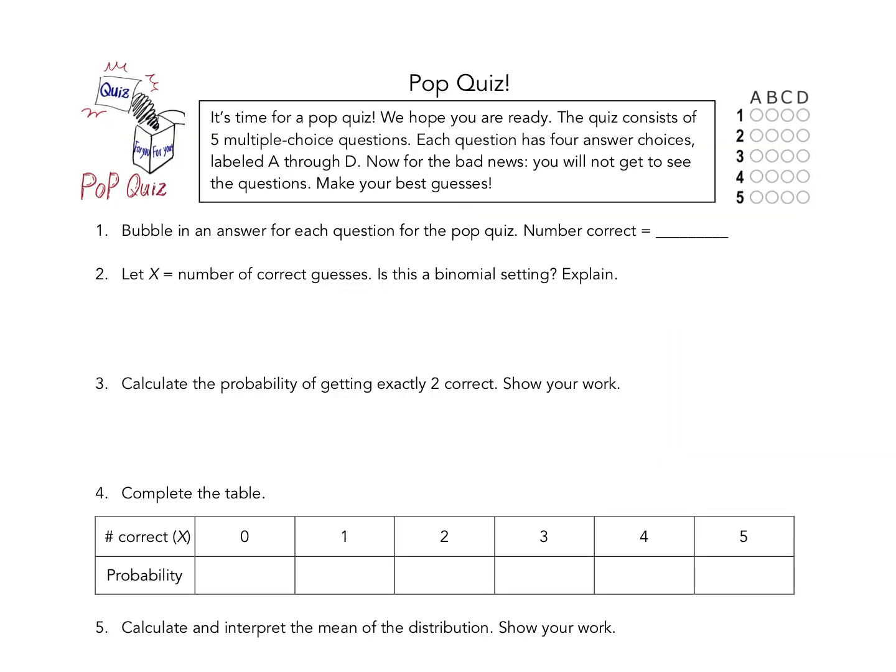In the second part, it's time for a pop quiz. I hope you're ready. The quiz consists of 5 multiple choice questions. Each question has 4 choices labeled A through D. Here's the bad news, you don't get to see the questions. So I want you to take a second or two and fill out your 5 answer choices, and then we'll reveal the correct answers.